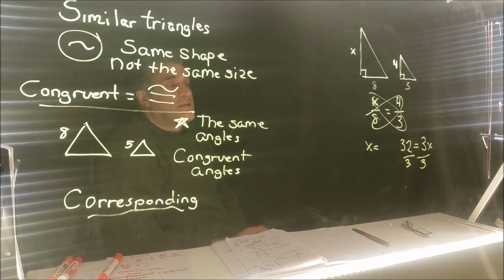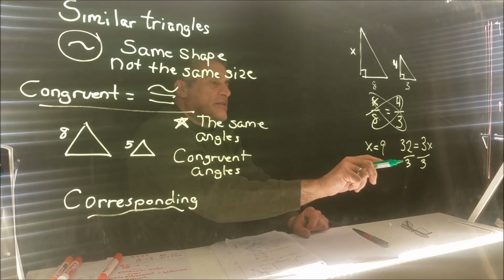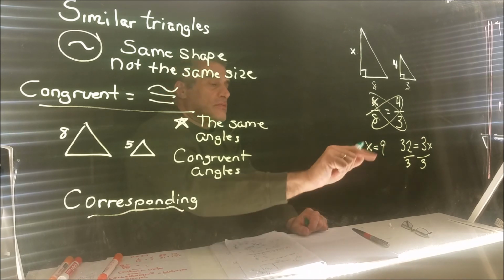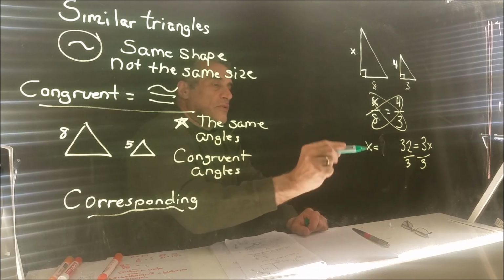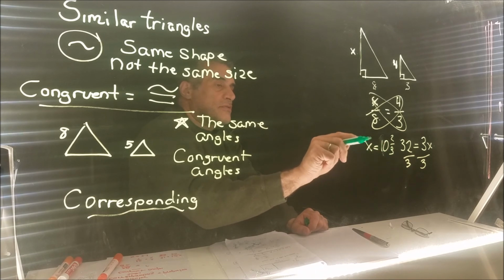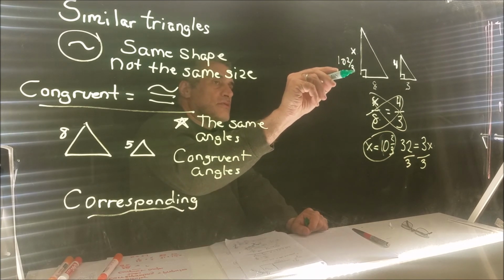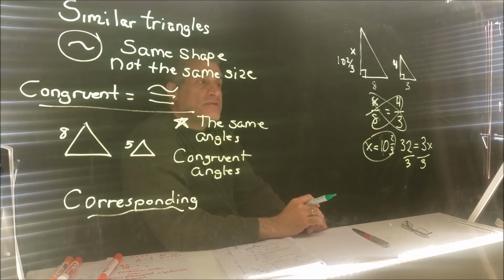So what do you think x is? Right, so 9, because 9 times 3 is 27, so we should go a little further than that. If we use 10, we'll get 30 and 2/3. So that'll be x, 10 and 2/3. We found x, 10 and 2/3. So let's do a few more.